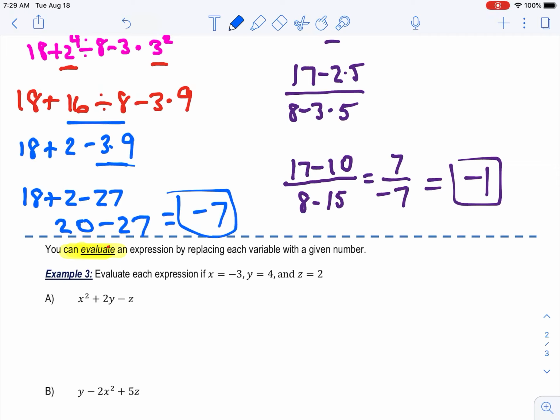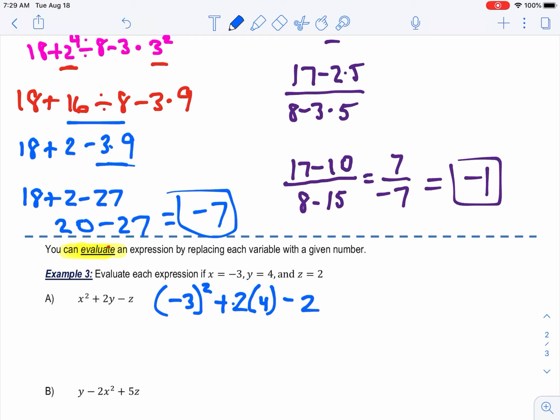So x squared, so instead of x is -3, let's put in a -3. Plus 2 times y is 4. Minus z, excuse me, minus z, which is 2. Okay, now we clean it up.